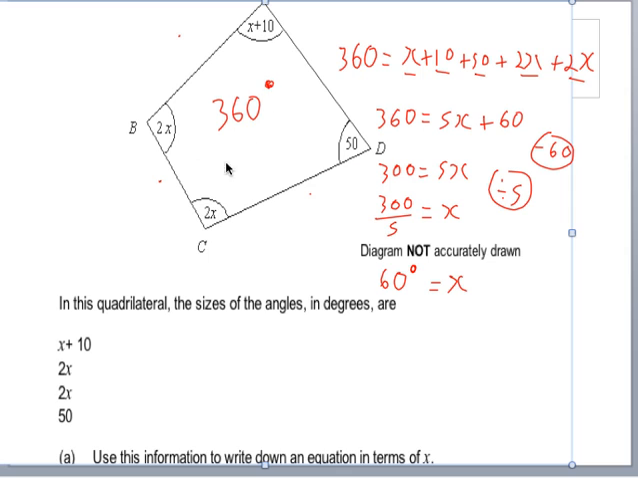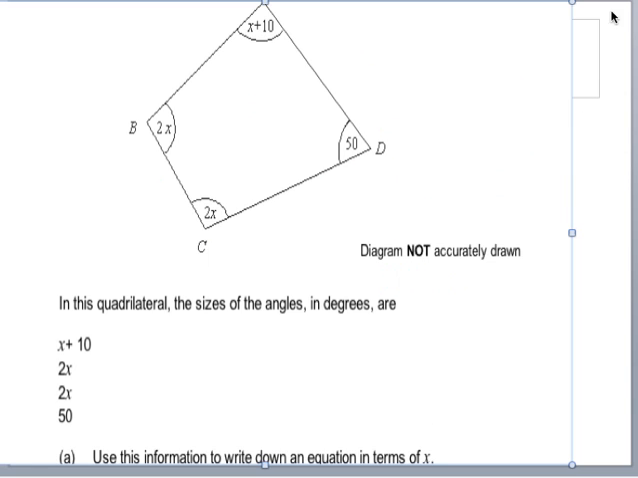Again, I'm using my knowledge of shapes and my knowledge of algebra to get these easy 3-4 mark questions. And it's as simple as that.